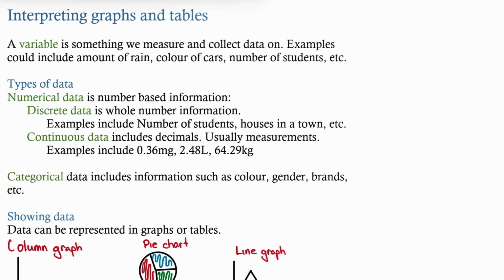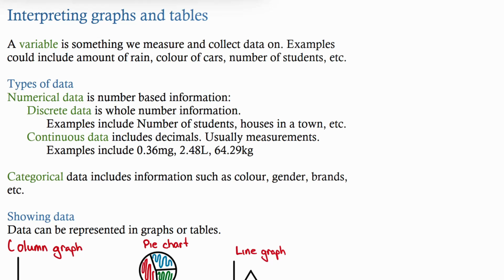The next thing that numerical data splits off into is what we call continuous numerical data. This includes decimals. So you could have halves in here, you could have quarters, you can have 0.34. Continuous data usually involves measurements. Examples could include 0.36 milligrams, 2.48 liters, 64.92 kilograms. Lots of decimal numbers in there.